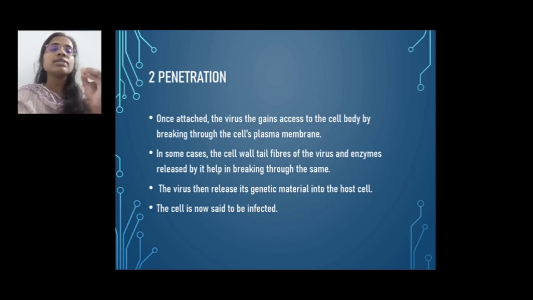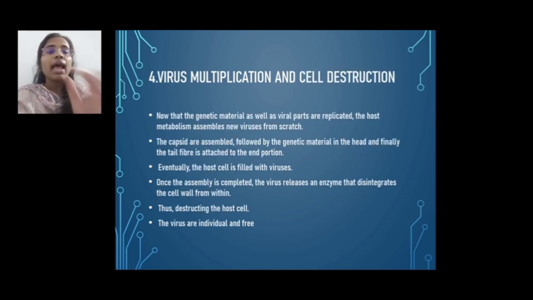The cell is now said to be infected. And the third one is virus multiplication and cell destruction. Now that the genetic material as well as the viral parts are replicated, the host metabolism assembles new viruses from scratch.